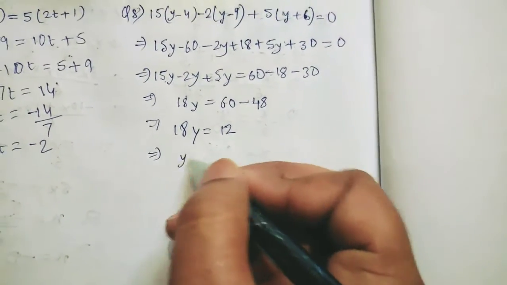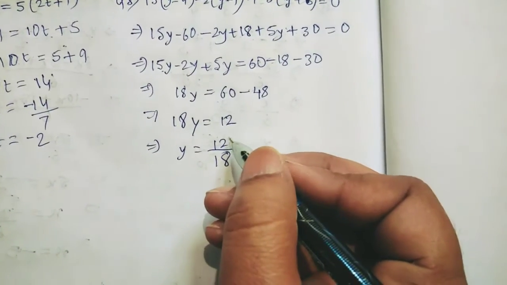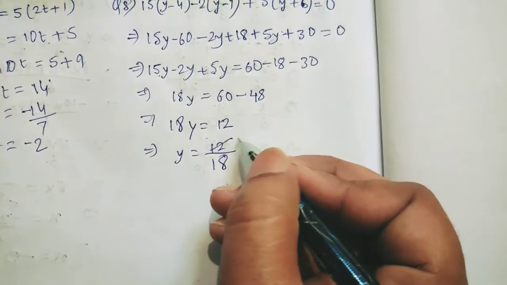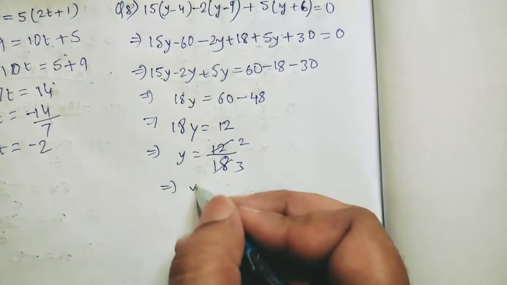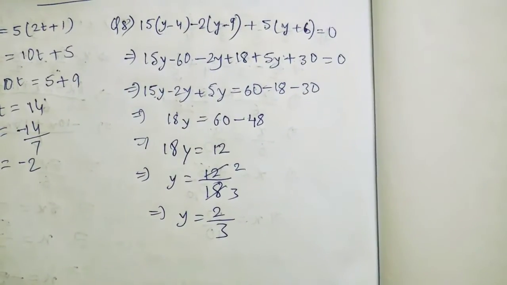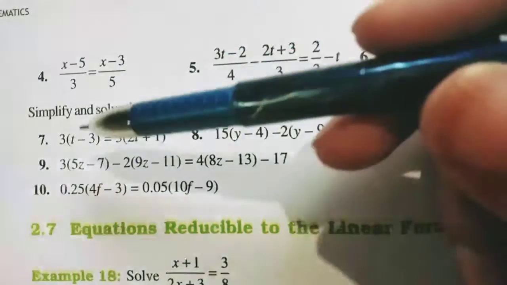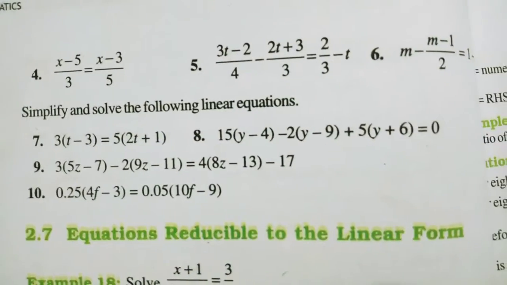Now y equal to 12 by 18. Now you cut it by 6, so 6 twos are 12, 6 threes are 18. Now the answer is y equal to 2 by 3. So this is the answer of this question. Now next, question number 9 you will do in your homework. I will do question number 10, the last question.